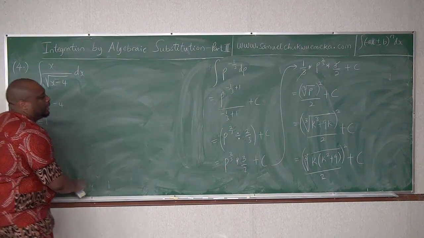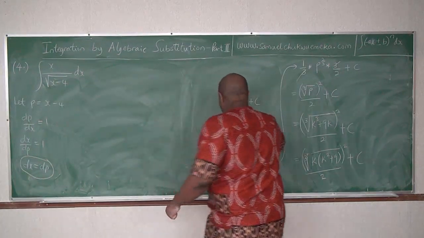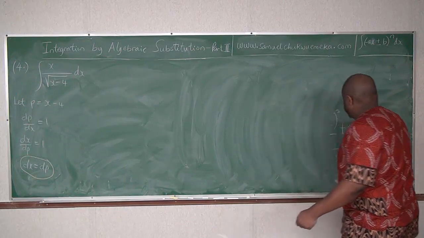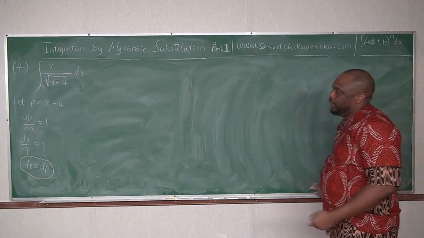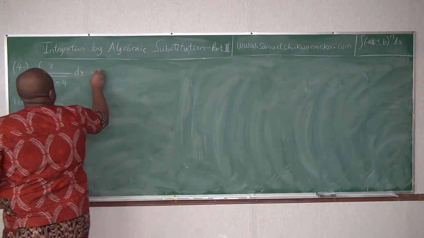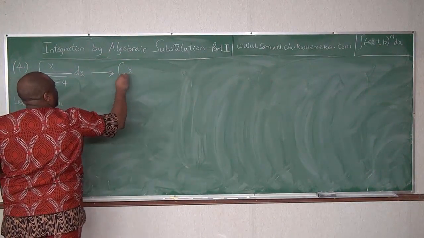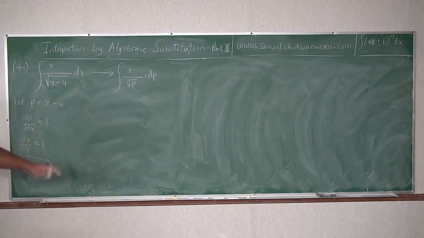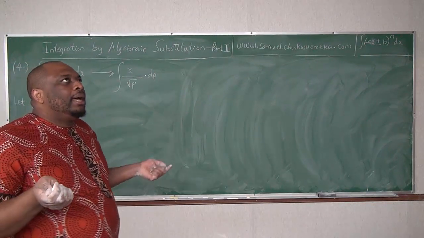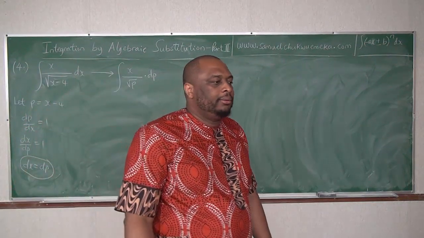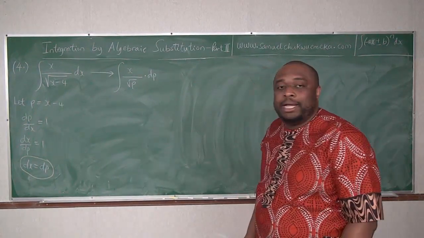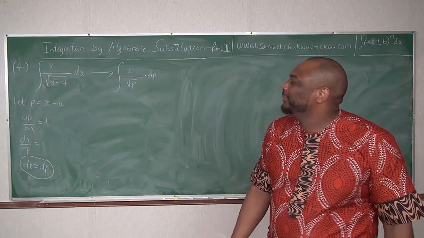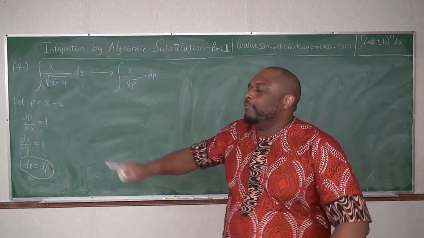So this implies the integral of x over square root of p times dp. And that is the problem. You say, okay, Mr. C, I'm still stuck. I know. But I don't want you to be stuck. I want you to keep moving. Move.